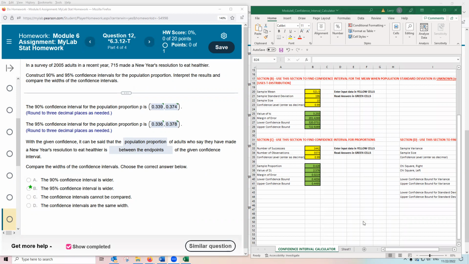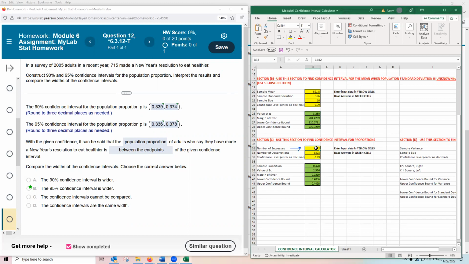All right, so here's the setup on this one. You took a survey, 715 people said they made a New Year's resolution out of 2005. Construct a 90 and 95% confidence interval for the proportion. Well, this is section C in this spreadsheet. So notice here it says number of successes. Really, that's the number of people that said, yes, they made a New Year's resolution.